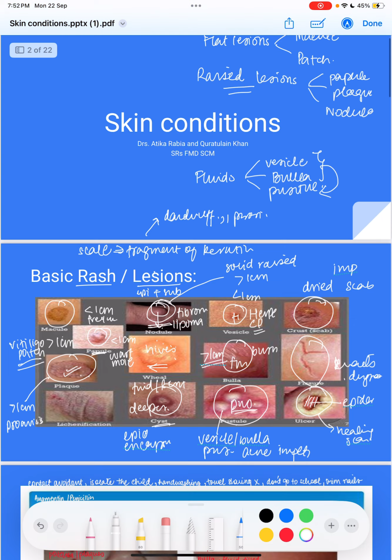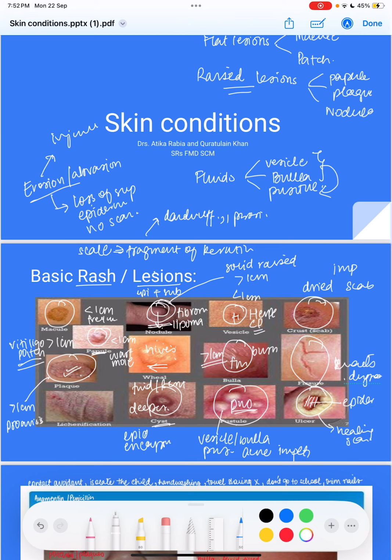So one extra thing that isn't mentioned here is erosions, and erosion is kind of like an abrasion. So it's like when you fall off a bike or something, so it's the loss of superficial epidermis, right? And so there's no scar. Okay? So it can be due to an injury, and the second thing that it can be due to is after a rupture of a vesicle.